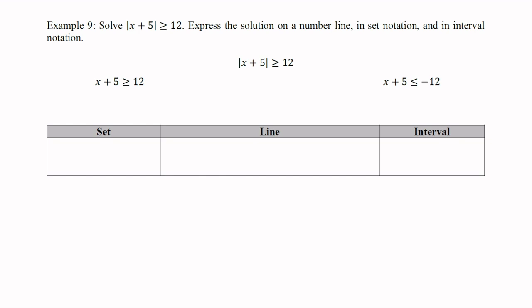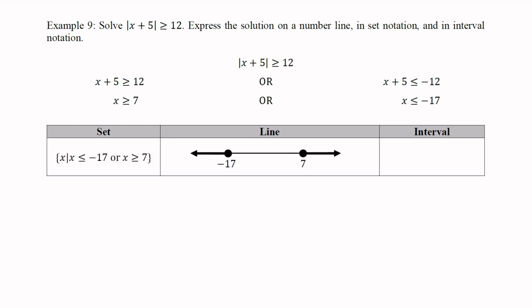And since we have greater than or equal to following the absolute value, greater than is going to be an or statement. So we put an or statement in between. Now we can solve the compound inequality and get x is greater than or equal to 7 or x is less than or equal to negative 17, which we can express in set notation, on a number line, and in interval notation.